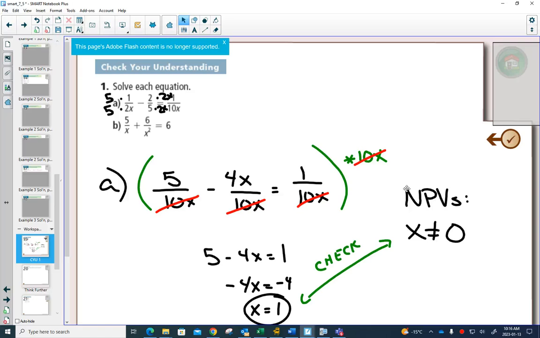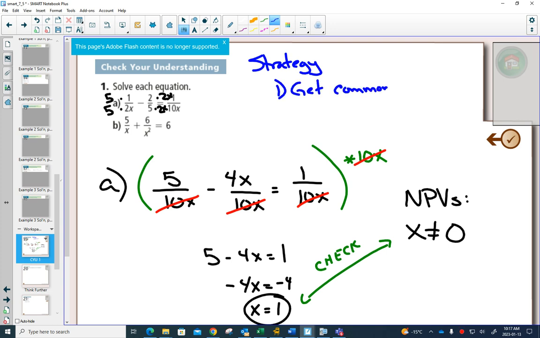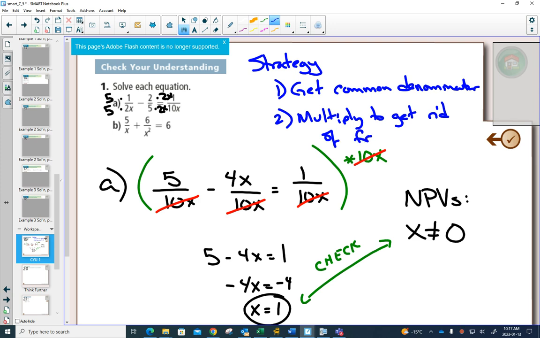Okay. Let's do B. Can I erase part A? Is everybody good on part A? So did you see the strategy? We like to write down strategies. Number 1 is what we did. We got a common denominator, and then we multiplied to get rid of the fractions. And they got rid of really simple.